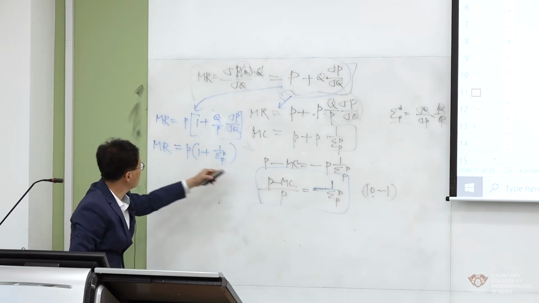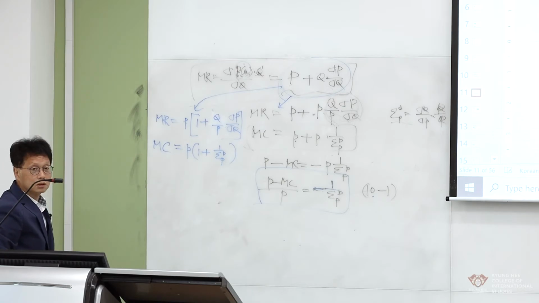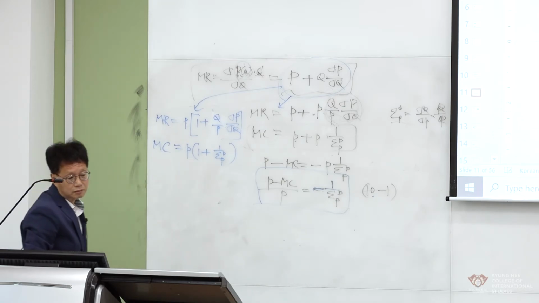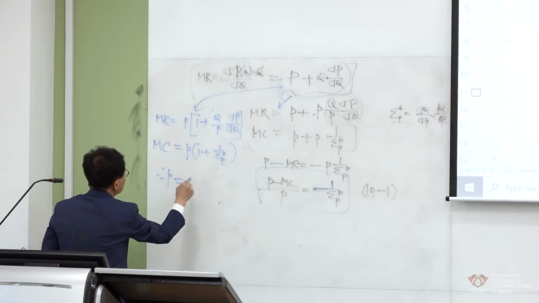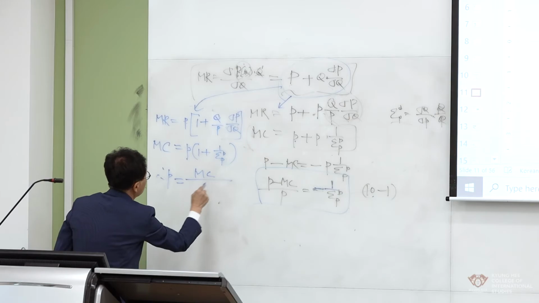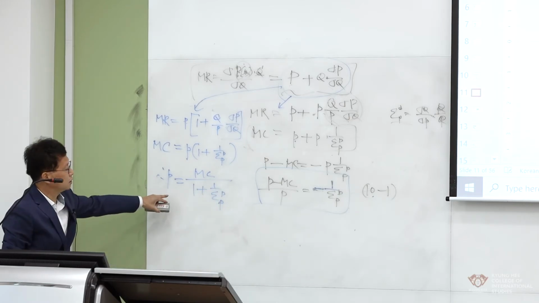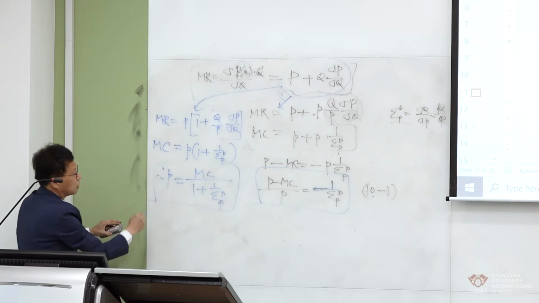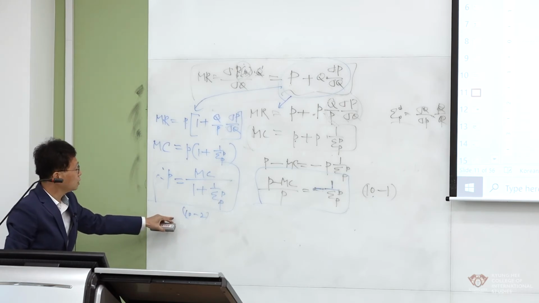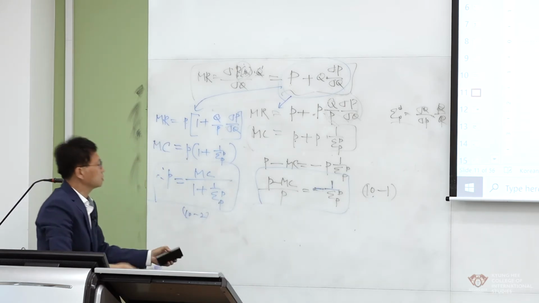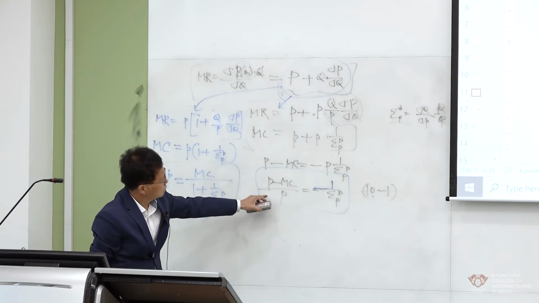Similarly, as in the earlier case, marginal revenue is equal to marginal cost, right? Then from here, price is equal to marginal cost divided by 1 plus 1 over price elasticity of demand. We can get this kind of relation. That is equation 10.2. Right? 10.1 and 10.2 are anyway the same thing.